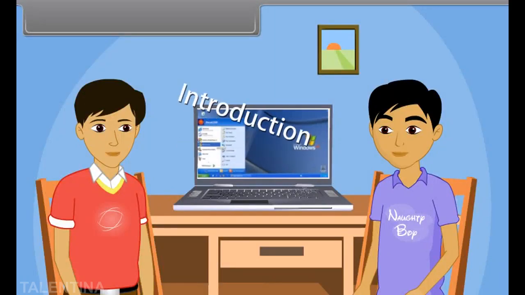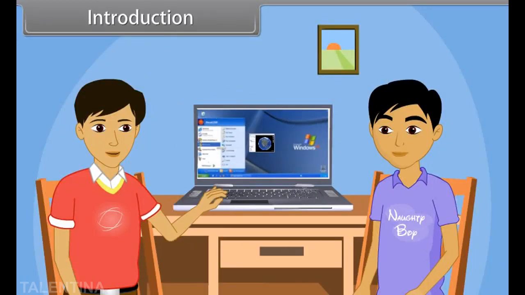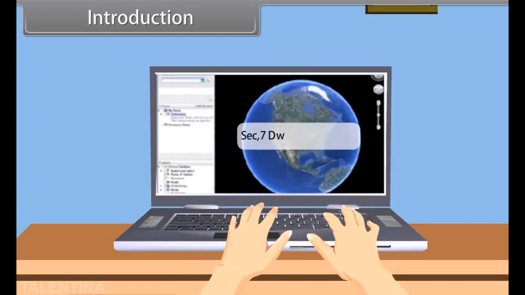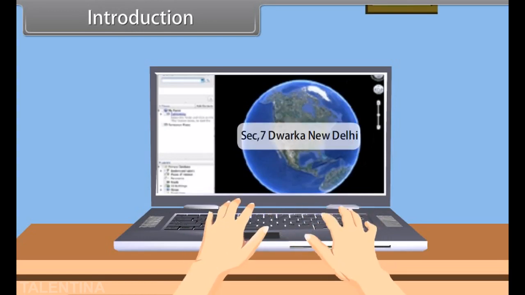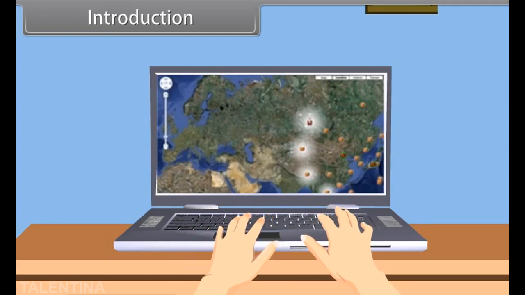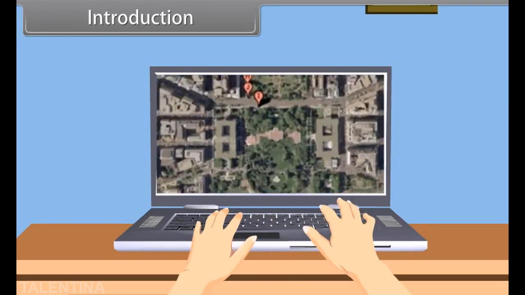Introduction. Raj, today I will show you my house on my laptop screen. Really? I'd like to see. I'm giving the address of my house. Now I am just zooming the map till my house is visible. See, my home is visible now.